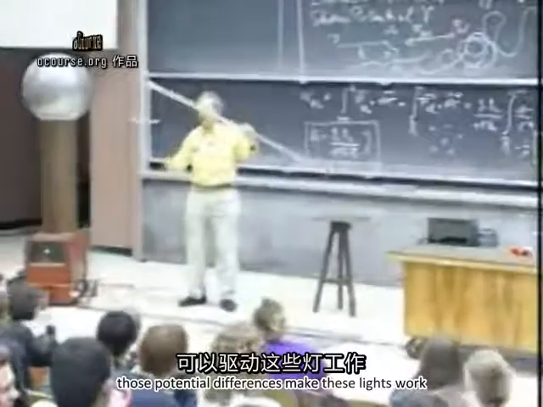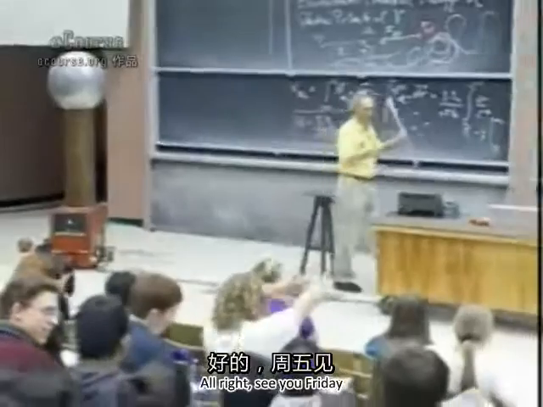Okay, now I touch it now. I touch it again. And again. And you see, every time I touch it, it lights up. And it gives a nice flash of light. So you see here, in front of your eyes, without any wires attached, that the potential difference created by the electric field, that those potential differences make these lights work. All right, see you Friday.